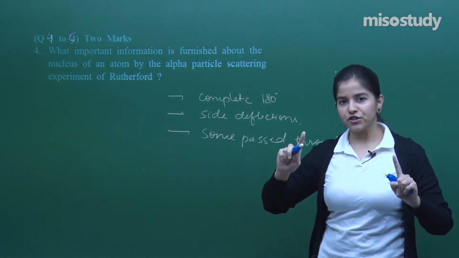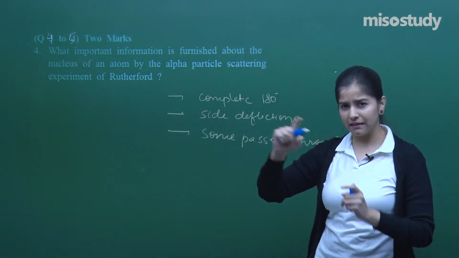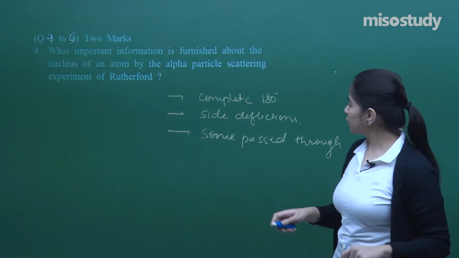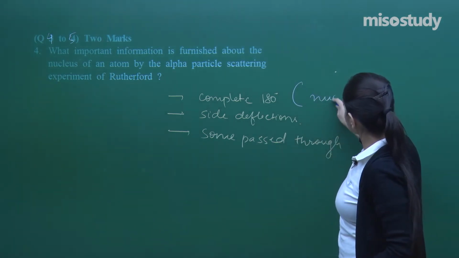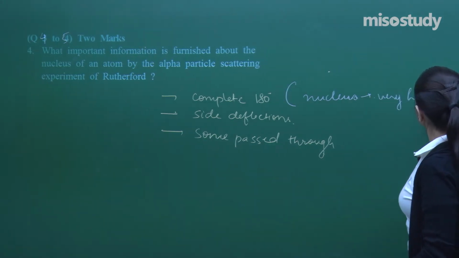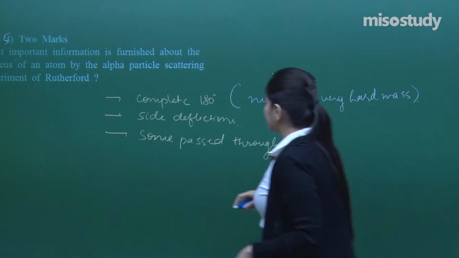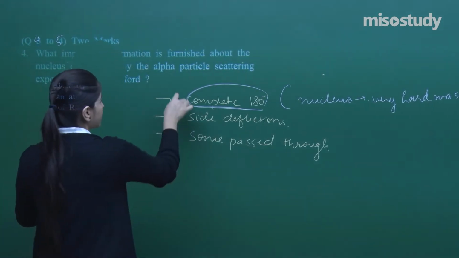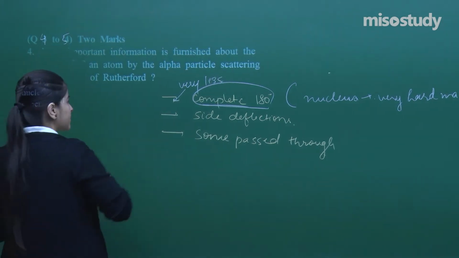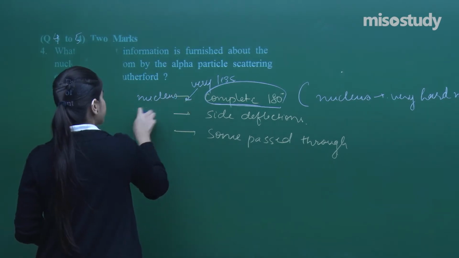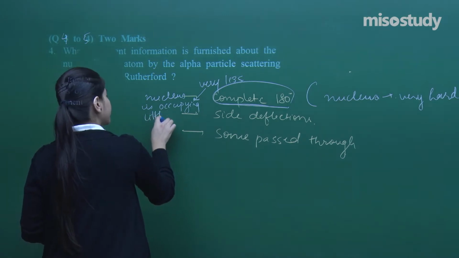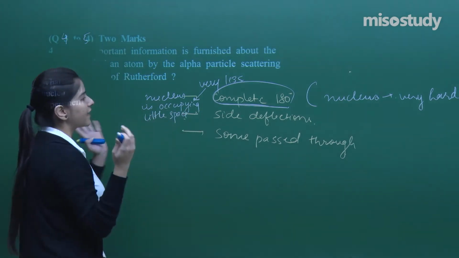A complete 180 degree deflection means there must be some hard substance in that gold atom which is deflecting the entire alpha particle back. So here he observed a nucleus which is of very hard mass. Also, these 180 degree complete deflections were very few. From this he observed that the nucleus occupies little space as compared to the entire atom.